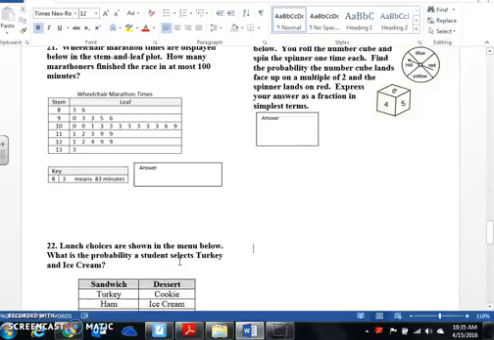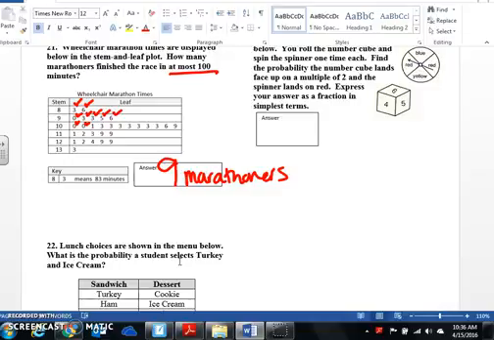21. Wheelchair marathon times are displayed in the stem and leaf plot. How many marathoners finished the race in at most 100 minutes? So at most means that's our maximum point. So at most 100, 100 counts. 101 is too much. So then 96, 95, 93, 93, 90, 86, 83. Those all work. So we would say 1, 2, 3, 4, 5, 6, 7, 8, 9. 9 marathoners. Okay, at most.